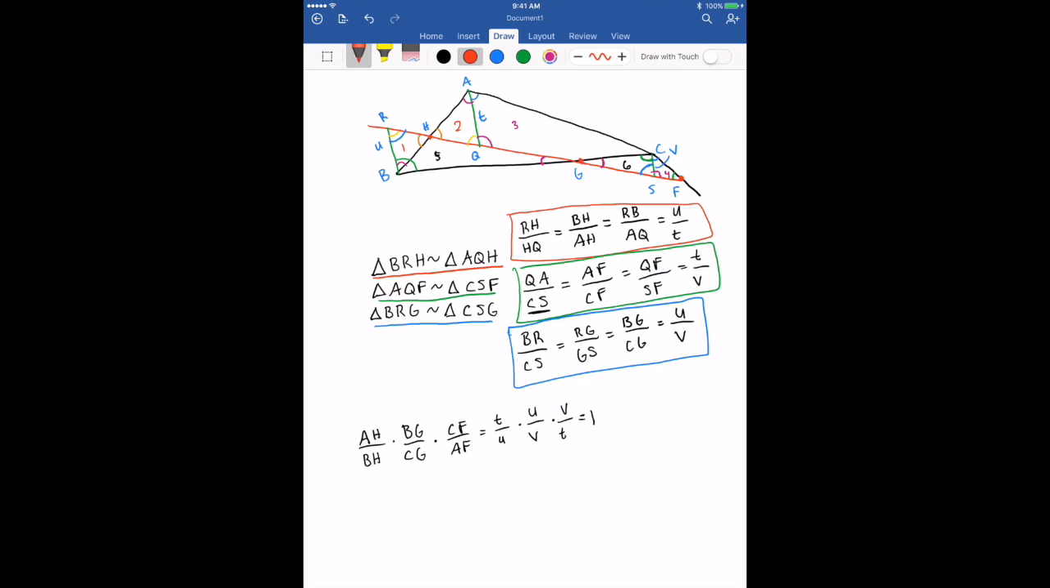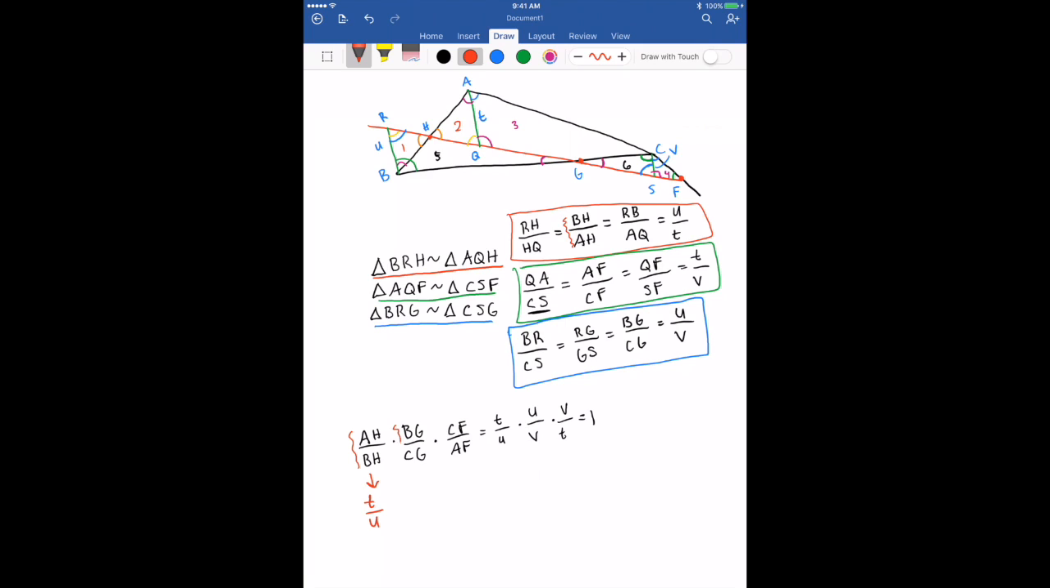So the first thing that we want to focus on is this AH over BH. That is going to be coming from the similar triangles BRH and AQH. Now we know with ratios that we can flip them. So right now we have BH over AH being equal to U over T. We can flip both of those ratios and say that AH over BH is equal to T over U.